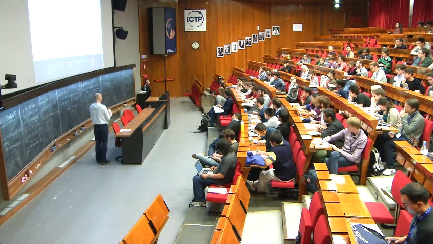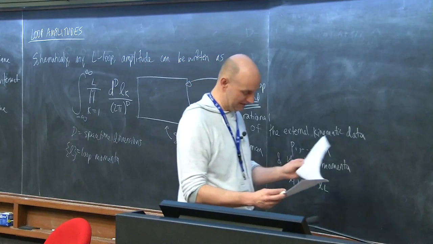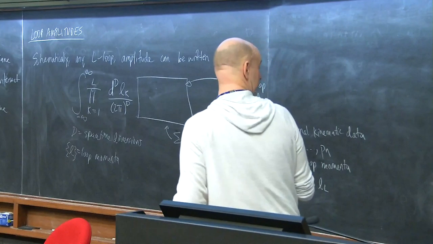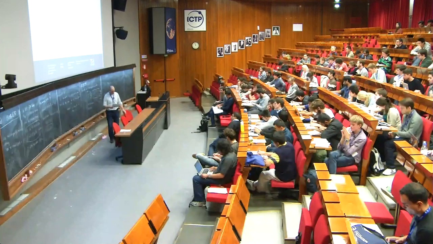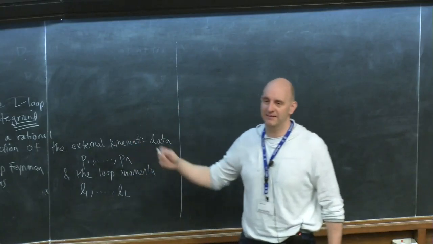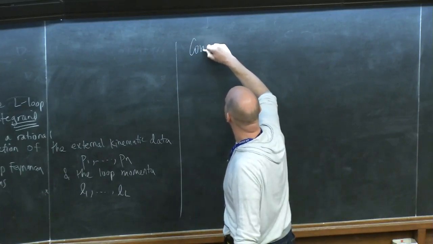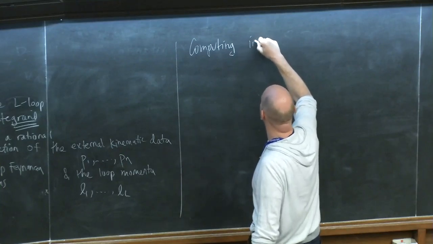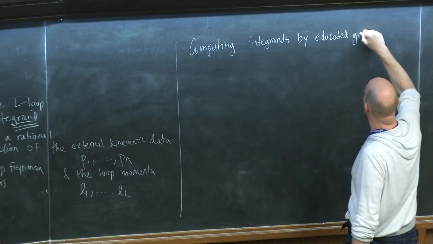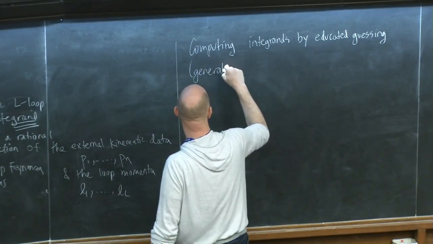In general, it doesn't converge. All right, so I want to do one example in order to motivate how fantastic this momentum twister notation is. Often we like to compute integrands not by summing Feynman diagrams, but by guessing. So here I'll explain computing integrands by educated guessing. A more sophisticated and technically correct word would be generalized unitarity.